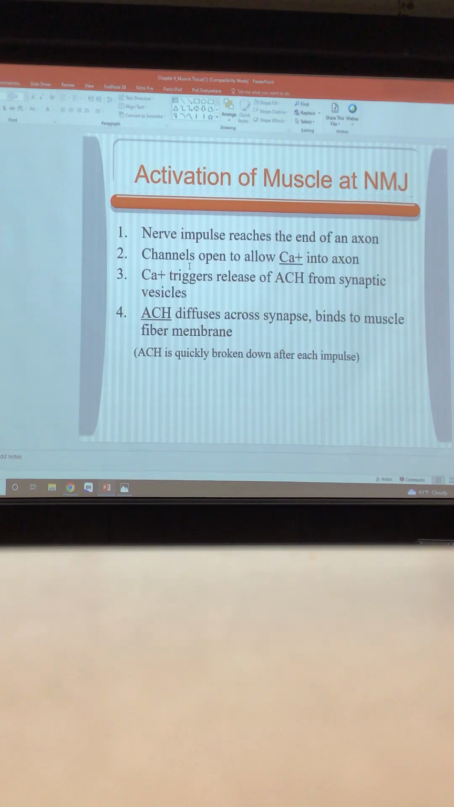Acetylcholine will only be released to cross the synapse when calcium is present. So we have to have the first couple steps. Nerve impulse gets to the end of the axon. That nerve impulse causes calcium channels to open, calcium comes in. Then and only then, when calcium comes in, does the end of the nerve release acetylcholine. And acetylcholine is what crosses the synapse to deliver that nerve impulse into the muscle. It diffuses across the synapse and it binds to the muscle.